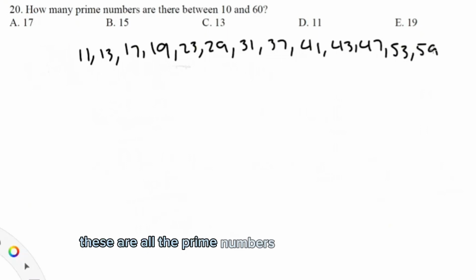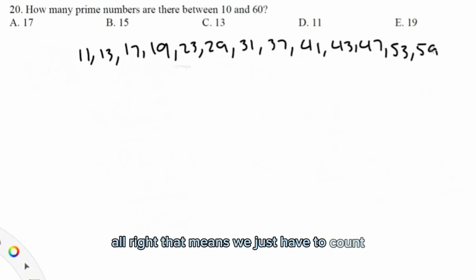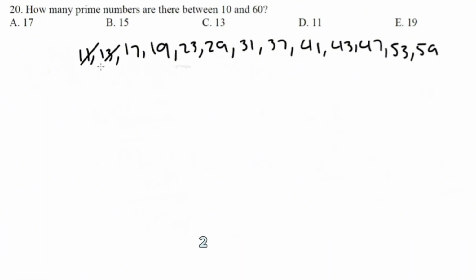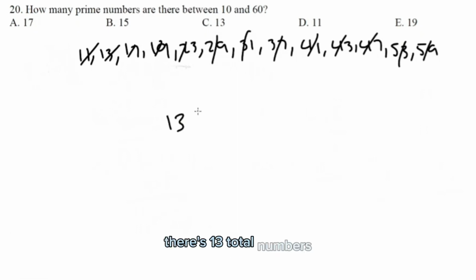These are all the prime numbers between 10 and 60, because first of all, even numbers are automatically divisible by 2, except for the number 2 itself, and all the other odd numbers are divisible by another number, such as 3, 5, 7, one of those numbers. Alright, that means we just have to count how many numbers are here. So that's 1, 2, 3, 4, 5, 6, 7, 8, 9, 10, 11, 12, 13. So there's 13 total numbers, and that's your answer.